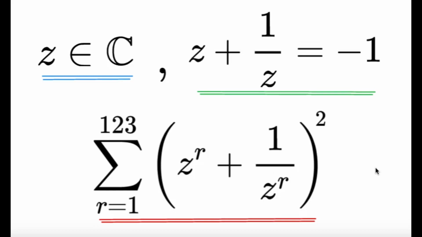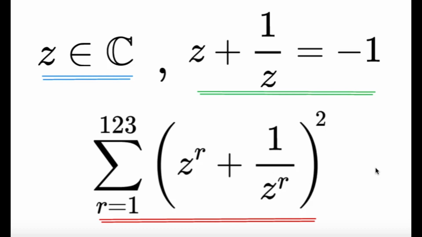This is a collaboration project between Dumplet and Cedie's Mathverse on Hong Kong International Math Olympiad questions. For this one, z is a complex number such that z plus 1 over z equals -1. Evaluate the summation of (z raised to r plus 1 over z raised to r) quantity squared, from r equals 1 to 123. As usual, pause this video if you'd like to give this item a try. But if you're done, let us dive into the solution.